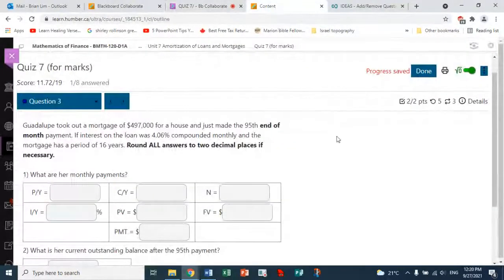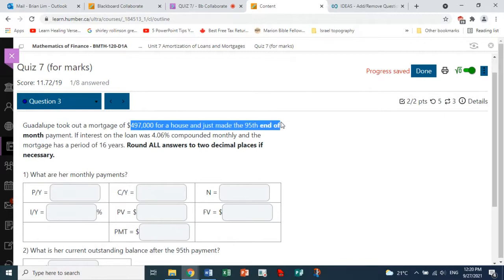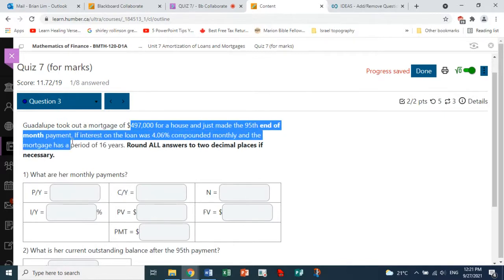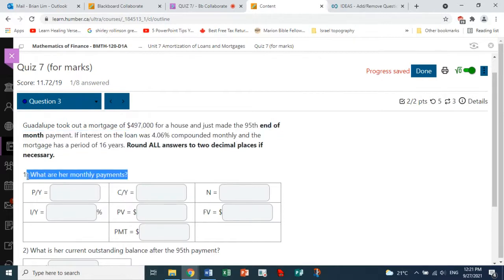Okay, let's start quiz 7, question 3. Guadalupe took a mortgage of $497,000 for a house and just made the 95th end of month payment. If interest on the loan was 4.06 compounded monthly and the mortgage has a period of 16 years, what are her monthly payments?